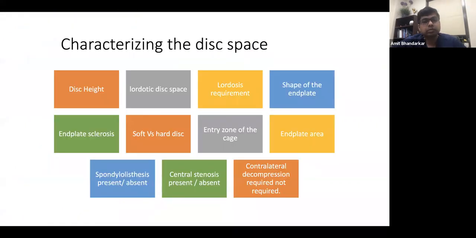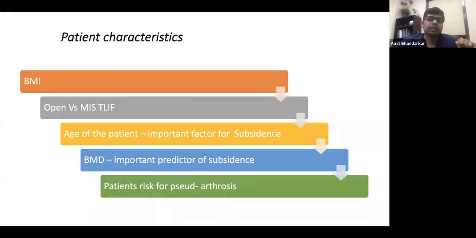Again, in the summary, I will say while deciding a cage, it is very important to study the disc space, its characteristics, the height, the sclerosis, whether the patient has spondylolisthesis, how much lordosis is needed, how much is the posterior opening, how much is the end plate area. This all has a bearing on deciding what is the best cage to use.